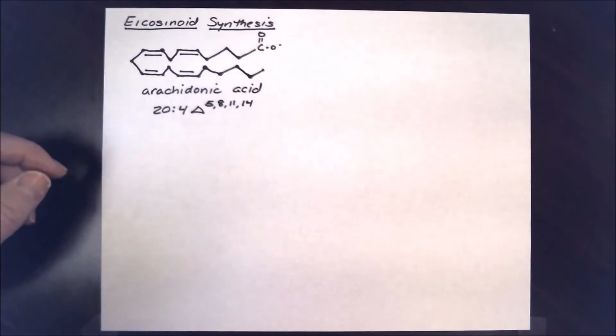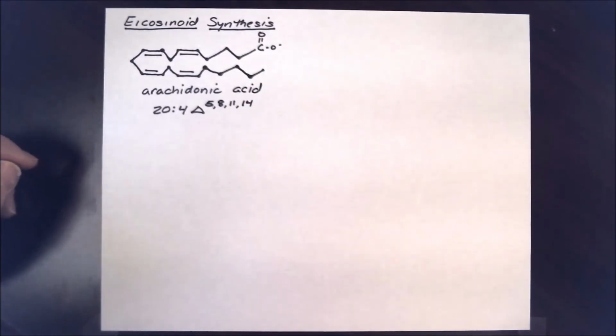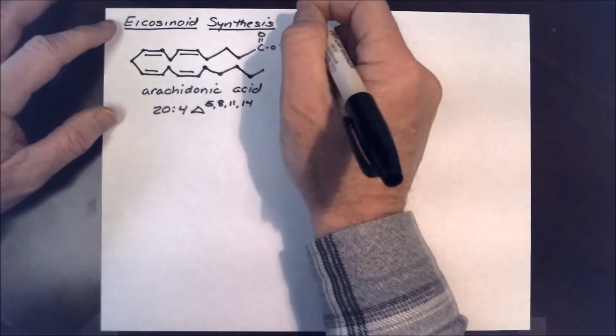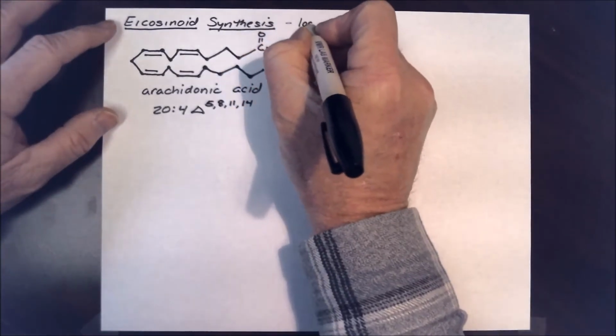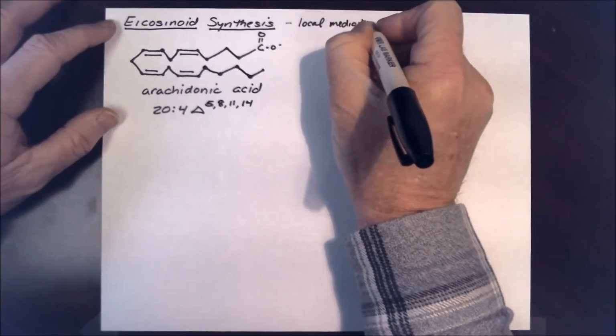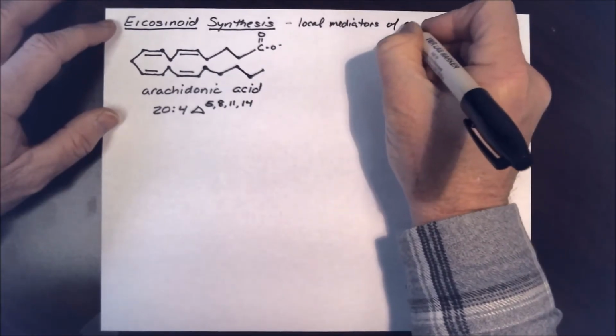Next, we need to address eicosanoid synthesis. Now, the purpose of eicosanoids is to be local mediators of information.